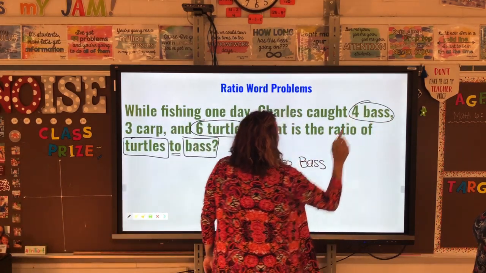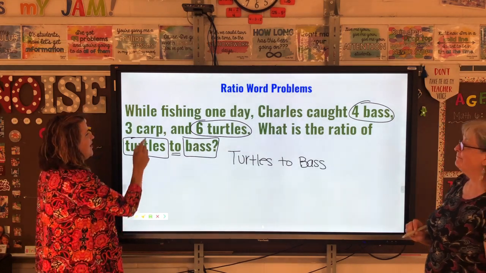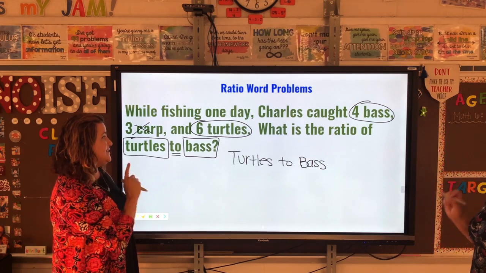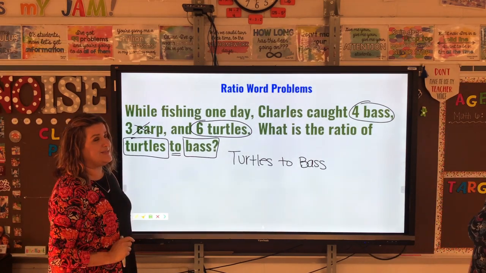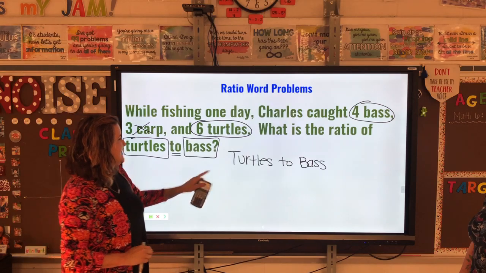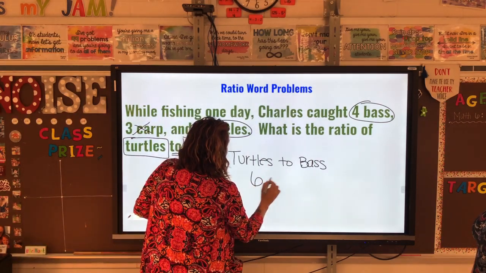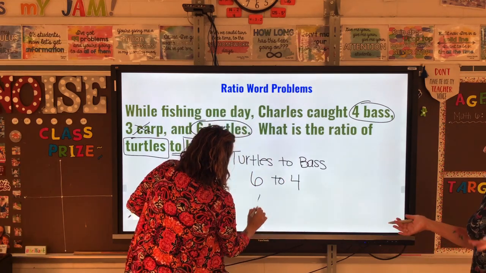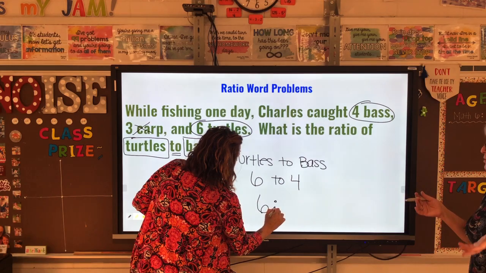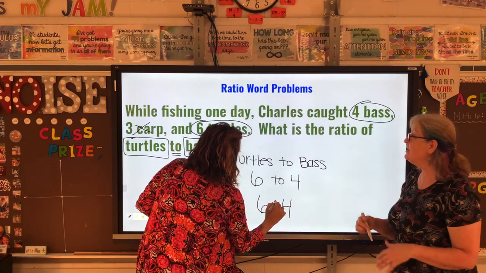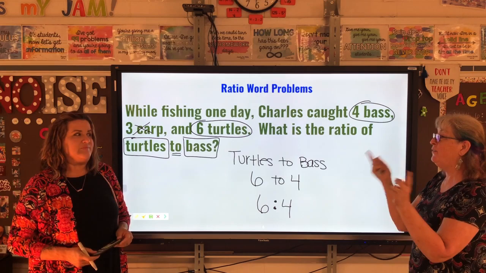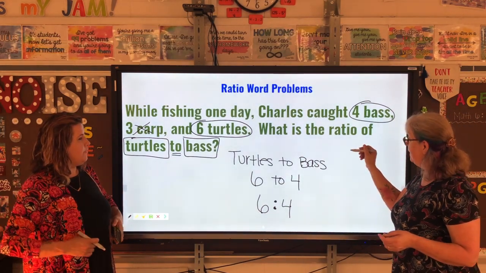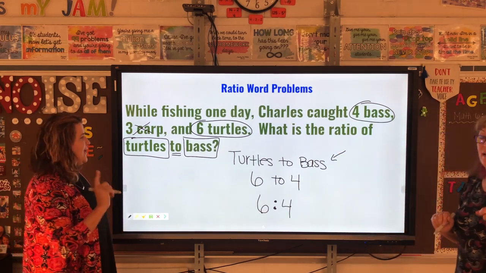But this problem tried to trick me because it told me that Charles caught 3 carp, but I don't care. He might care, but I don't care. So I only care about these little cute turtles and these big old bass that we're going to eat. So turtles, there's 6 of them. So I'm going to write that number first because order matters. And then there's 4 bass. In fact, that's the only way that ratios can even be kind of tricky, is the fact that they give you extra information or they give it to you in a different order, because it's a very simple process, especially when you take the time to write that key. Write that key for yourself.